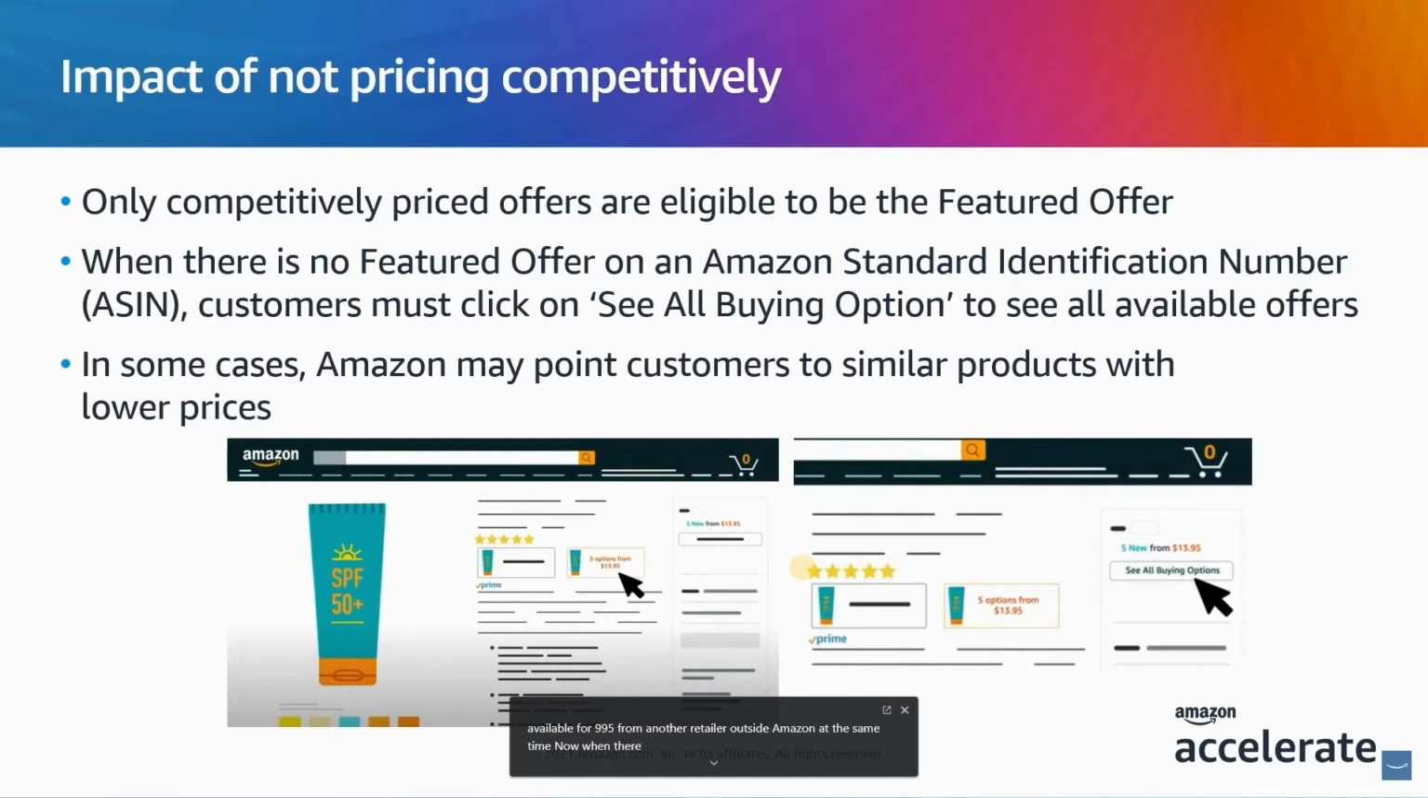Now, when there's no featured offer, customers must click on See All Buying Options. That's the gray button on the top right-hand side. This takes them to the offer listing page where they see all available offers to buy from. In addition, Amazon may actually show customers similar products that are available for a lower price. Again, we do this because we want our customers to trust that they can always find a great price when they shop our store.